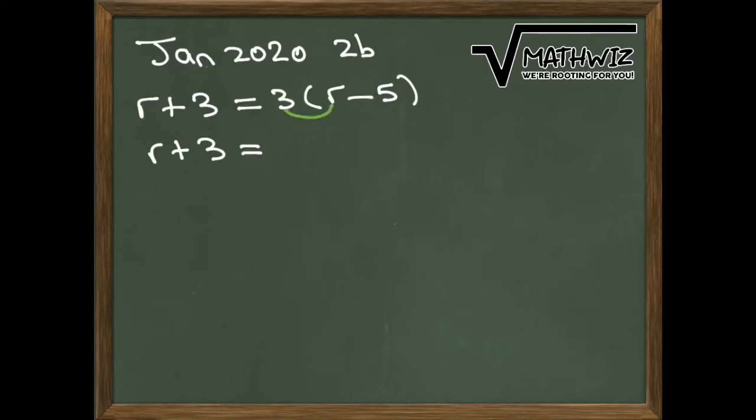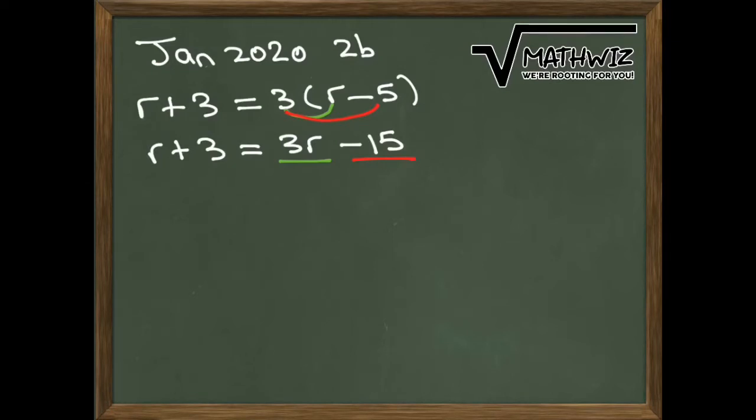So we would have 3 times r, which is 3r. Then we're going to have 3 times minus 5. The sign is very important. So 3 times minus 5, we have a positive times a negative, so we are going to get a negative. Right? So at this point now, we've done our expansion.